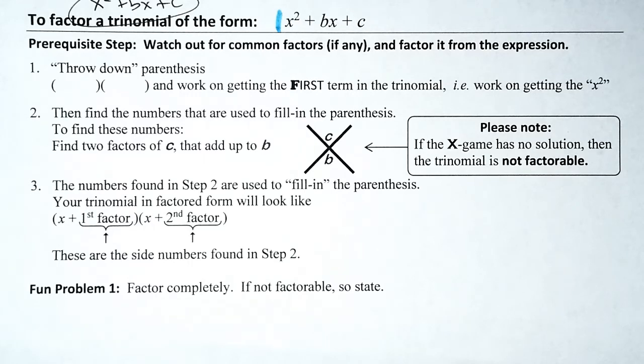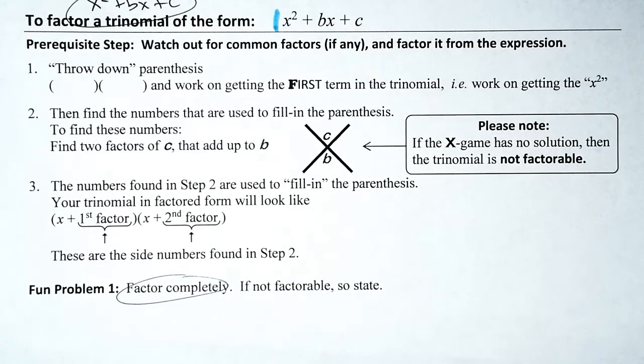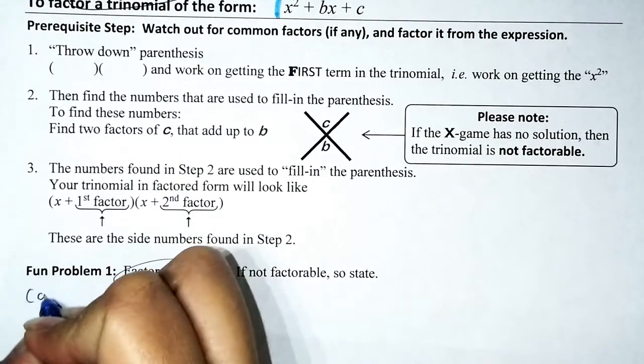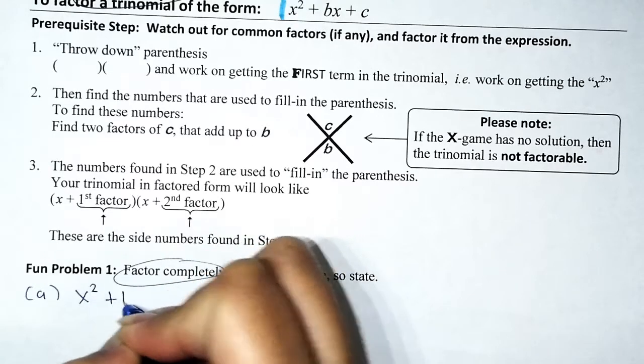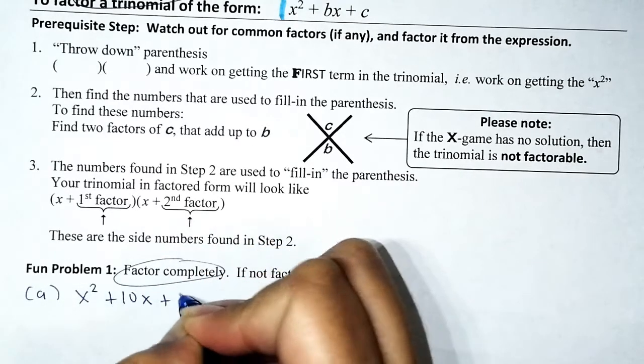Remember, we need to have a clear idea of what we are being asked to find in order to have a fair chance. Factor completely, or factor: what does it mean to factor? Factor is code for a multiplication problem. So let's go ahead and do this. Problem A, we have x squared plus 10x plus 16.